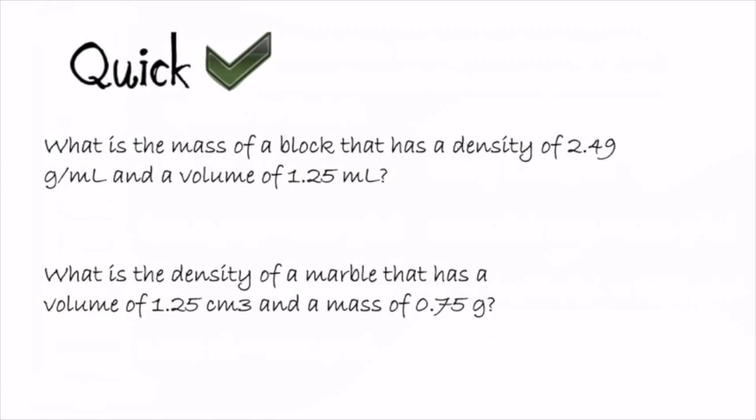So what is the mass of a block that has a density of 2.49 grams per milliliter and a volume of 1.25 milliliters? So the first thing we have to do is write down our formula. Density equals mass over volume. We know the density, 2.49, equals the mass, which is what we're looking for, divided by 1.25 milliliters.